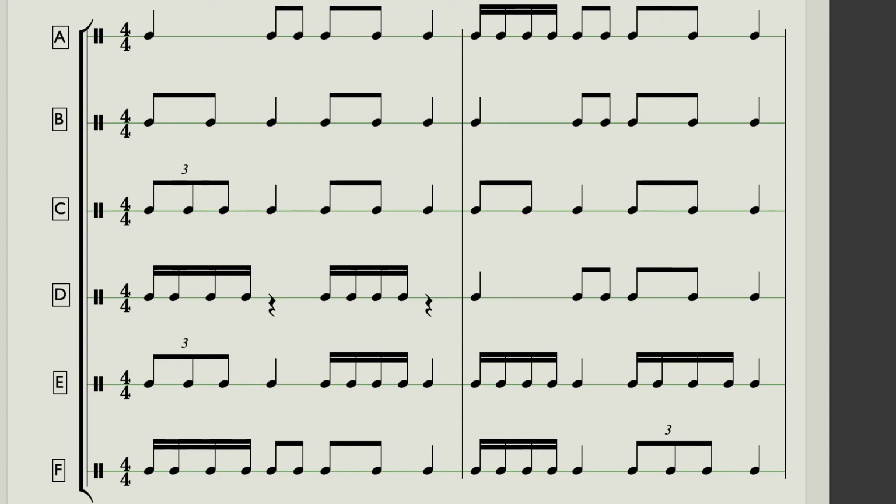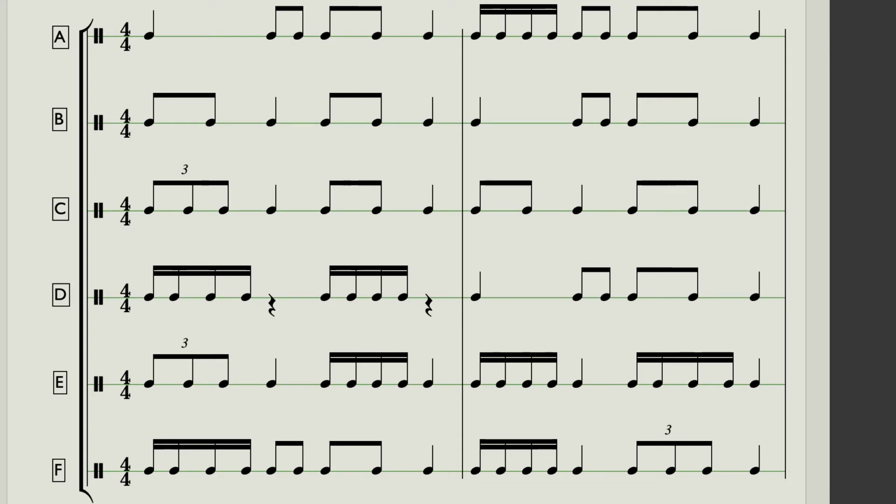Triola ta. Ti ti ta. Ti ti ta. Ti ti ta. And again, triola ta. Ti ti ta. Ti ti ta. Ti ti ta.